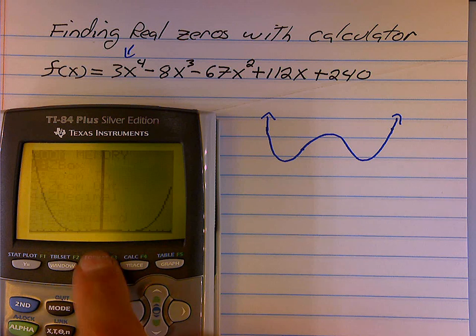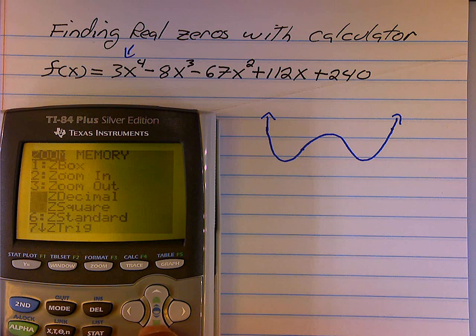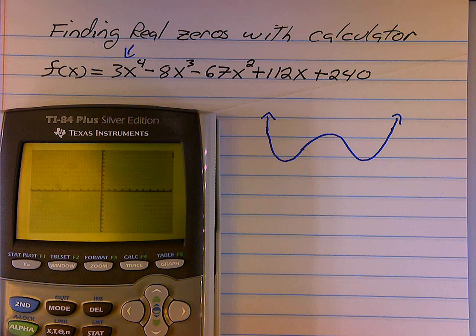So I'm going to go back to zoom standard. That was my -10 to +10 for both the x and the y. And there's 1 zero, 2 zeros, 3 zeros, 4 zeros. Since this is a fourth degree polynomial, I know it has at most 4 zeros, and I'm looking at all 4 of them.